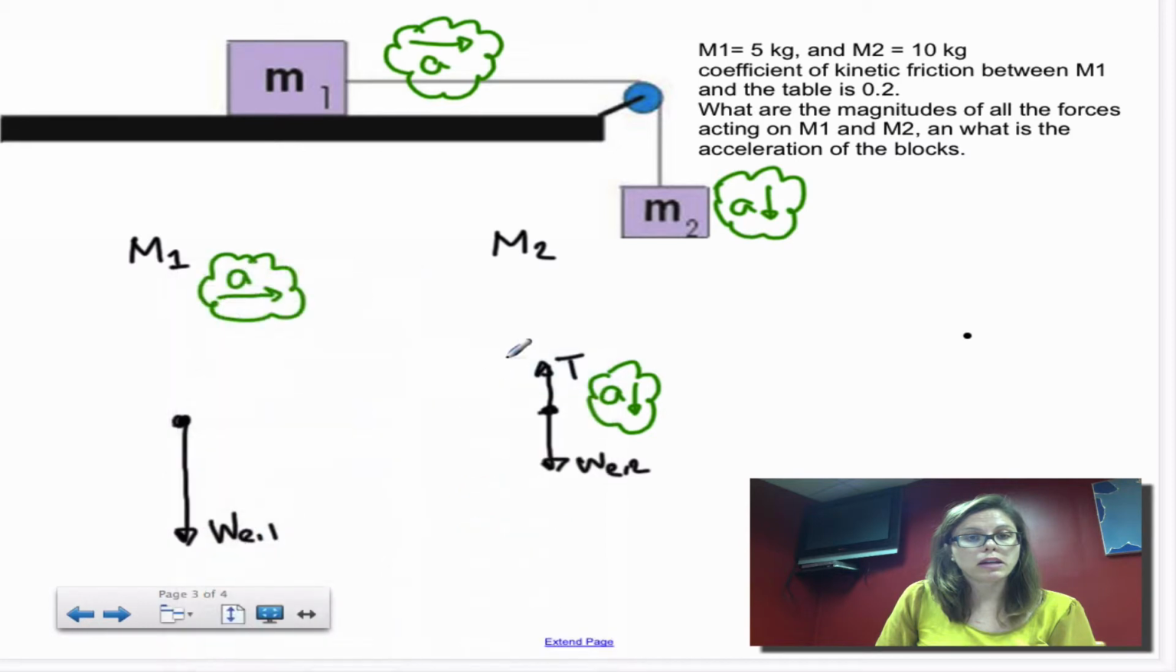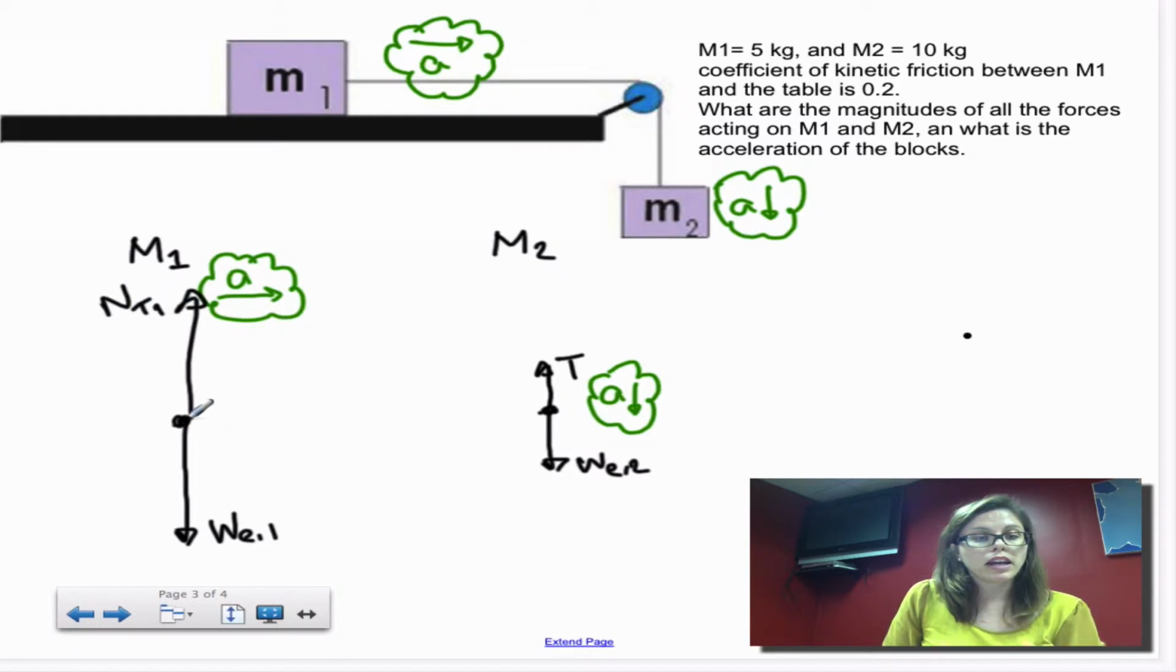And now let's go back to black pen. Alright, so we have the normal by the table pushing up, so normal by the table on 1. We have the tension pulling this way, and then we have itty bitty little friction. It has to be smaller than the tension, friction by the table on 1, going that way.